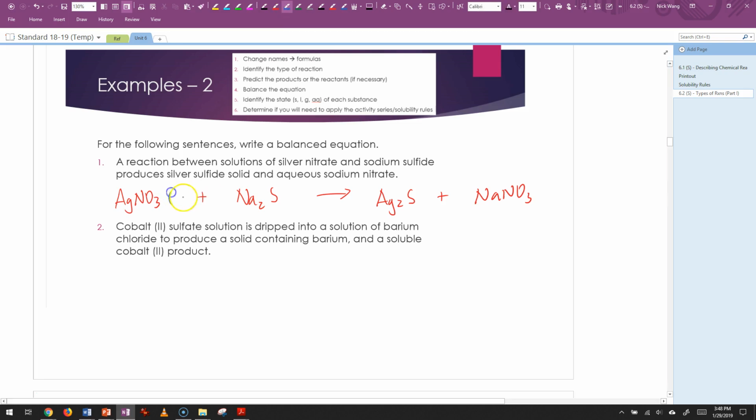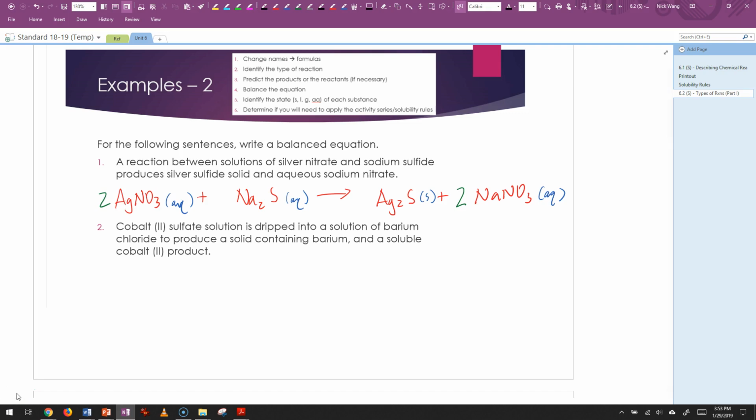We need to include the states of matter. These are all stated as solutions, so these are aqueous. This is also aqueous. This appears to be the solid, and this is aqueous. And then finally, you got to be able to balance it. So looking through this, you have to add the appropriate coefficient. I'm going to do this in green here, so that'll be a 2 right there. Oh yeah, also a 2 right there.